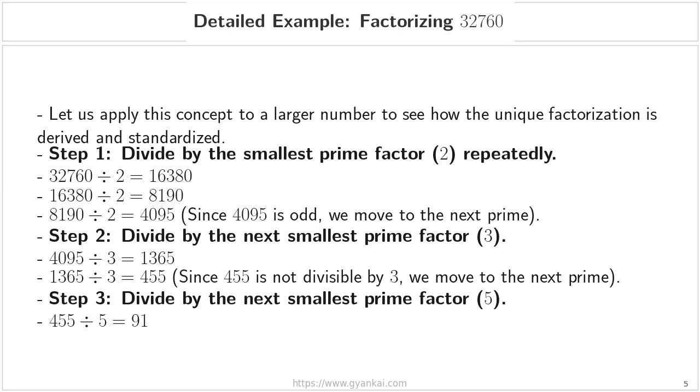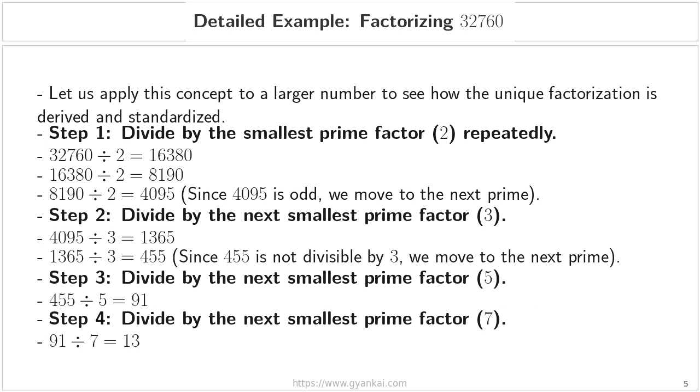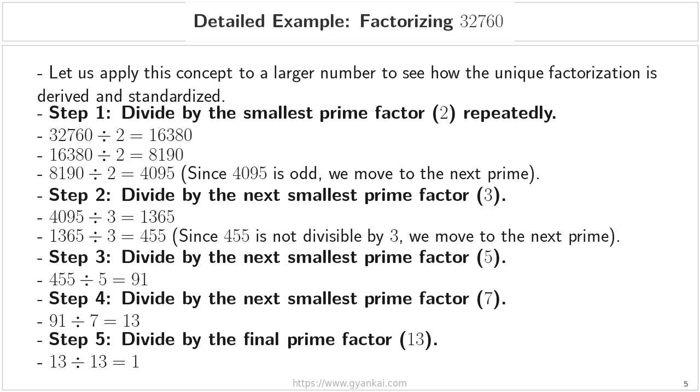In step 3, we move to the next smallest prime factor, which is 5. Dividing 455 by 5 gives us 91. Next, in step 4, we check the next prime, which is 7. When we divide 91 by 7, we are left with 13. Finally, in step 5, we reach our last prime factor, which is 13. Dividing 13 by 13 leaves us with 1. Once we reach 1, our division process is complete.